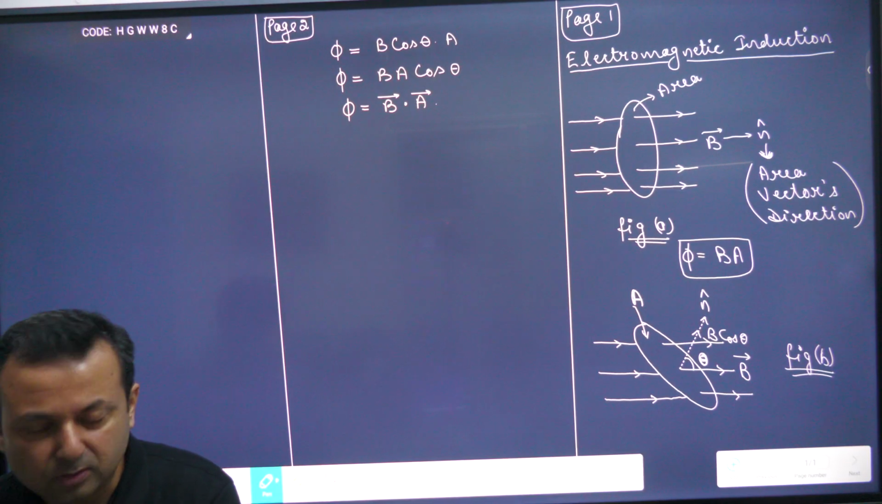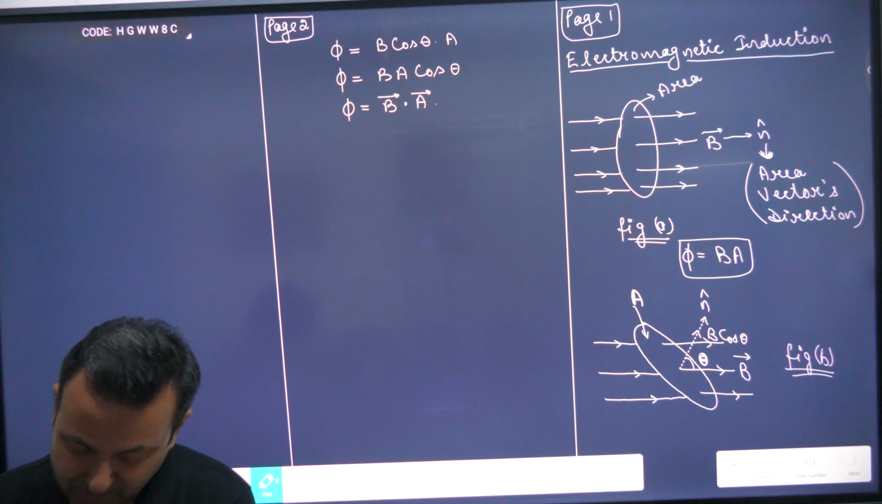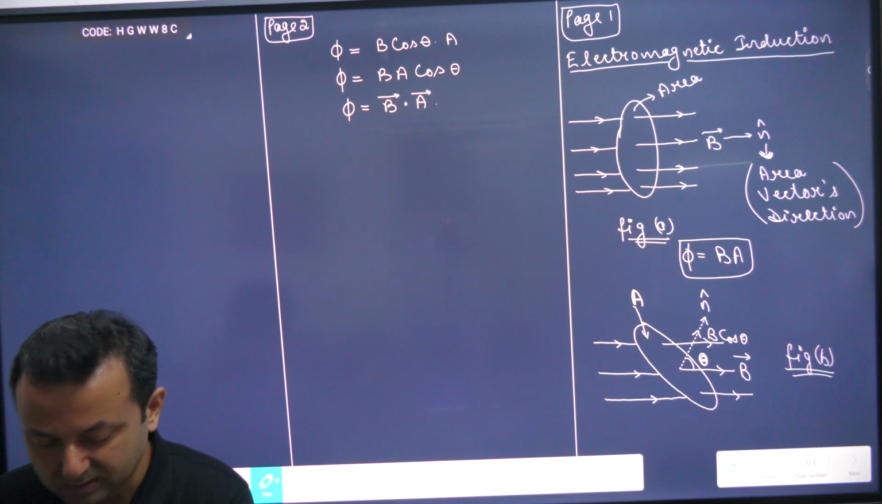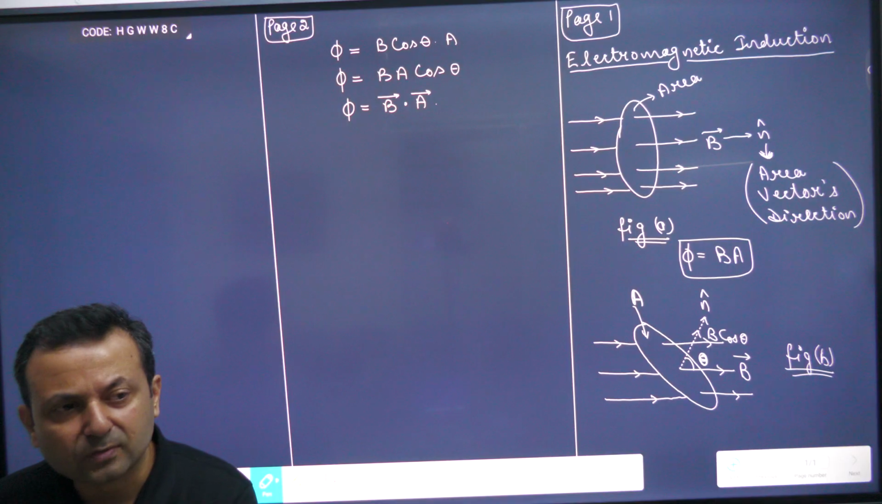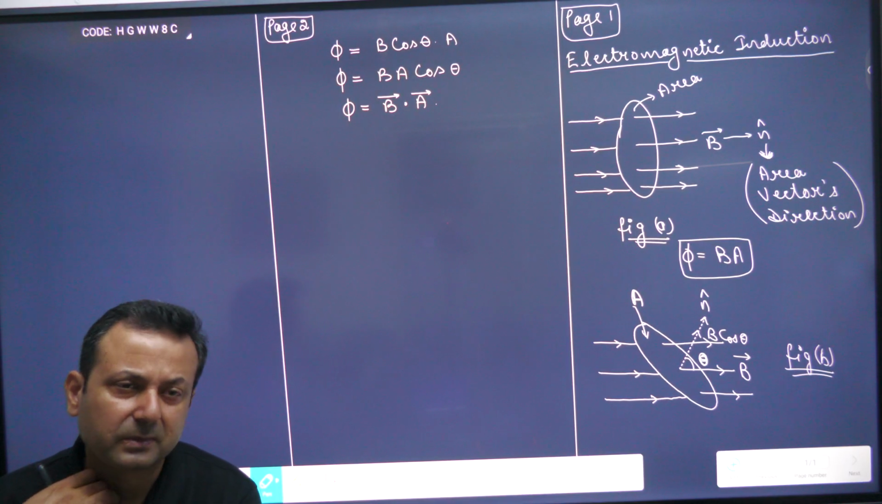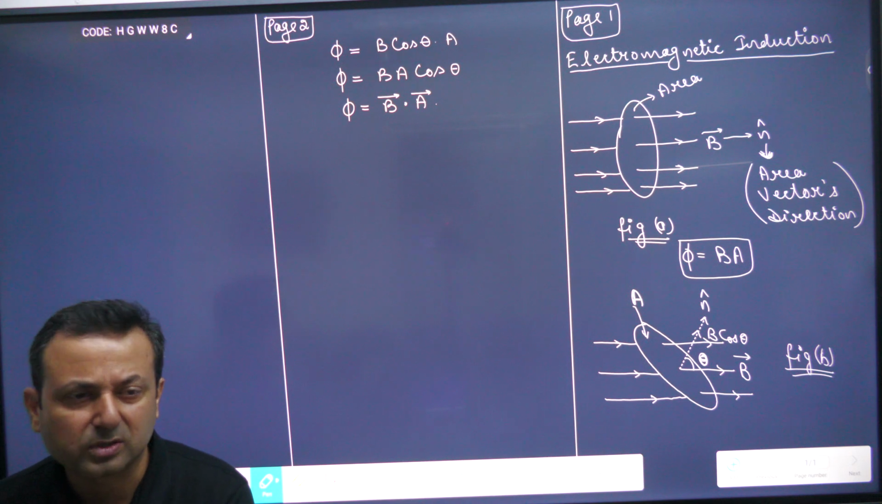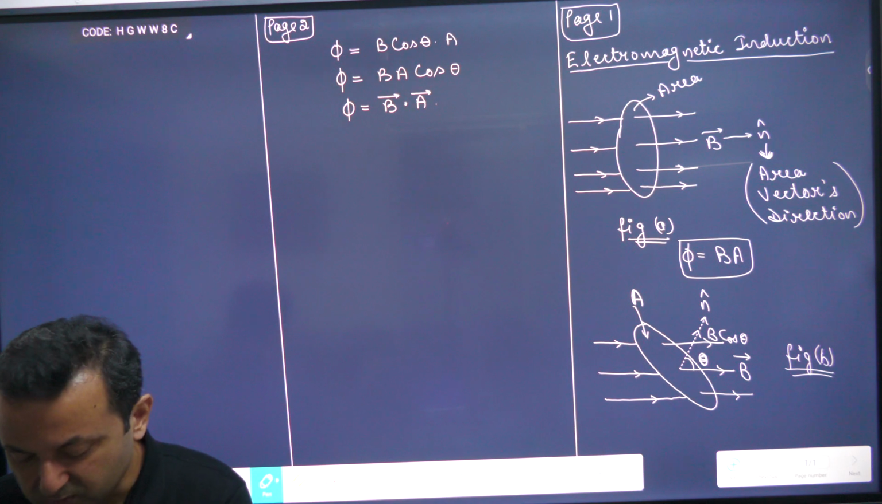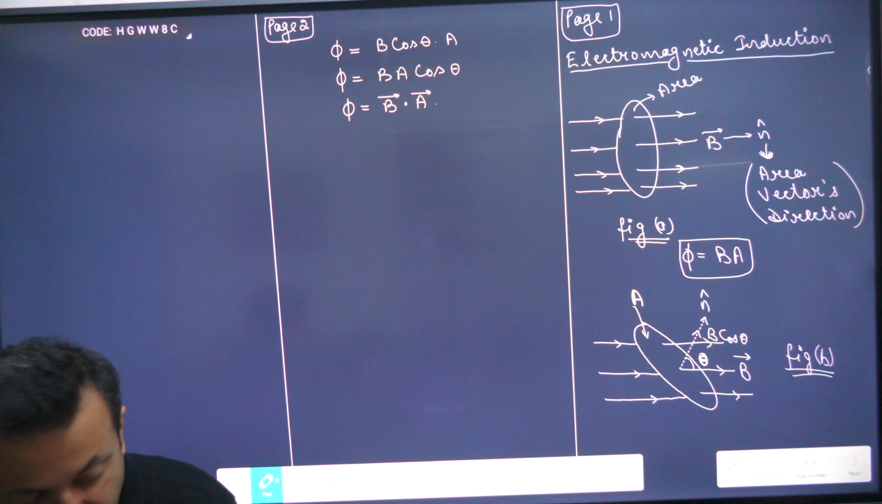So there are three laws of electromagnetic induction. A is Faraday's laws of electromagnetic induction. Faraday has given two laws of electromagnetic induction, and the third law is given by Lenz. Lenz was also a scientist.